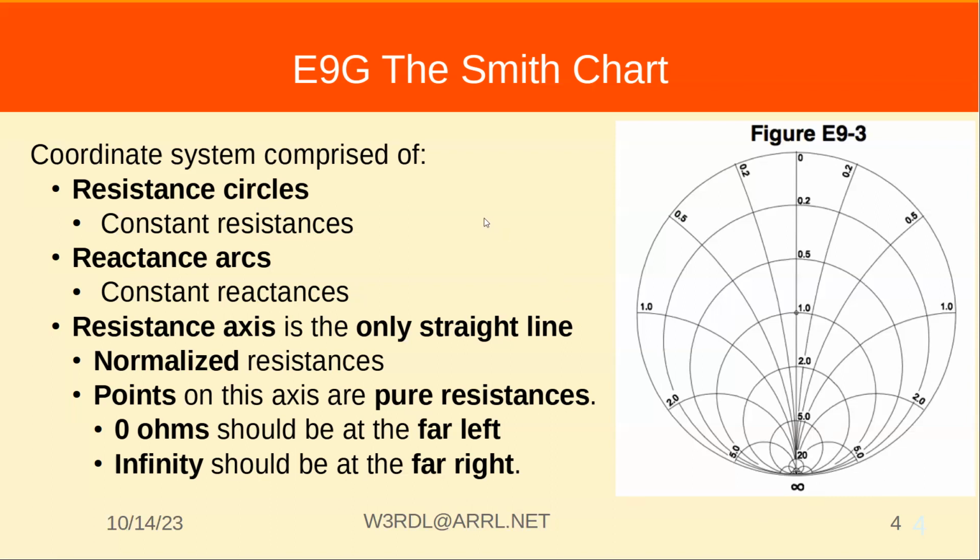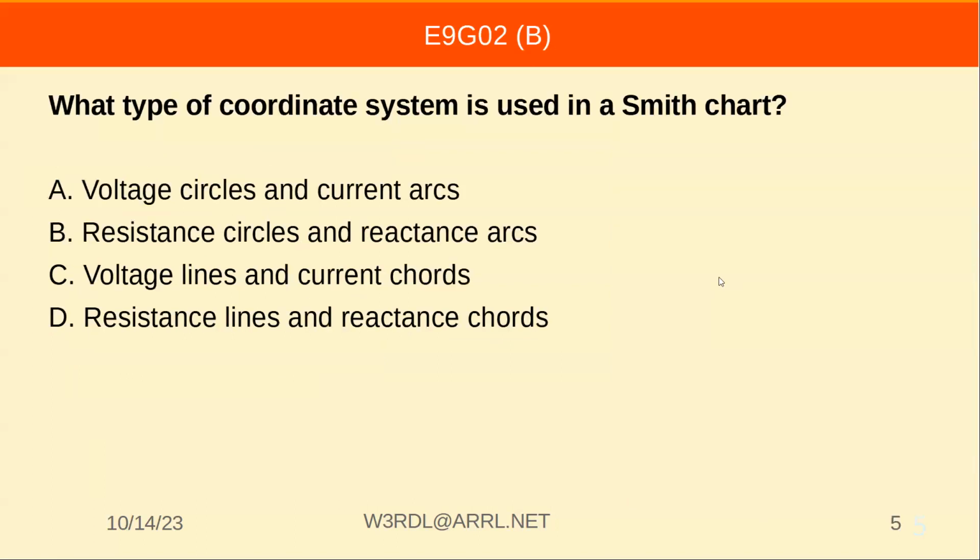Your straight resistance axis is vertical. I have no idea why. Every one I've ever seen is rotated clockwise 90 degrees. What type of coordinate system is used in a Smith chart? Bravo. Right. For some reason, I don't consider that a coordinate system, but yeah, it's plotting resistance circles and reactance arcs.